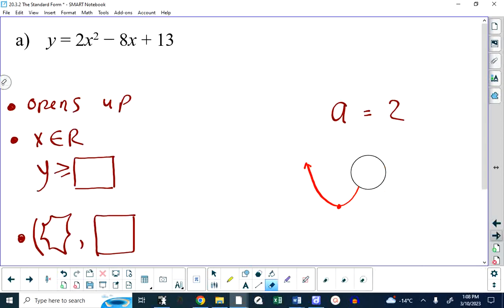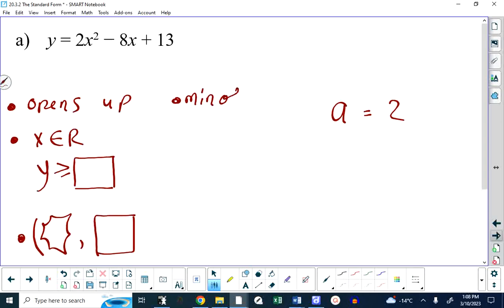Since it opens up, there will be a minimum of y equals that number. See, everything is all rolled into one idea here. If you know where the vertex is and you know which way this thing opens, you can answer anything about the question, except for the x and y intercepts. That's a little bit different. I'm going to save that.